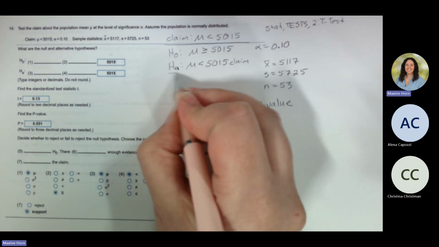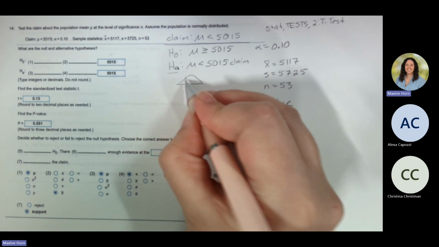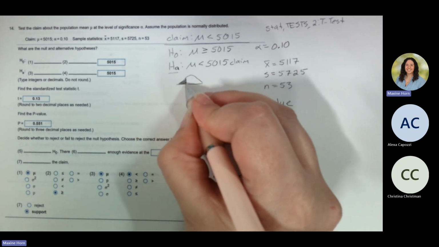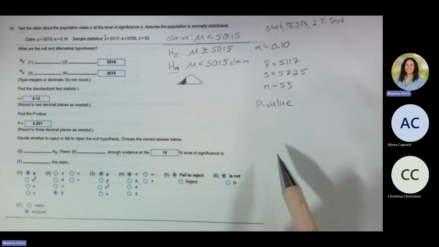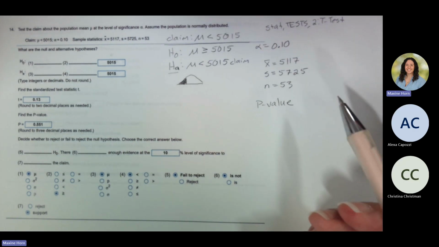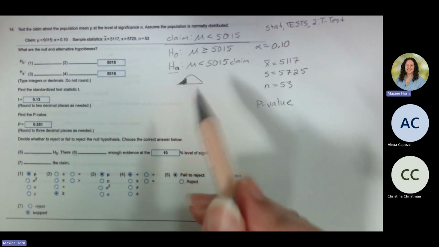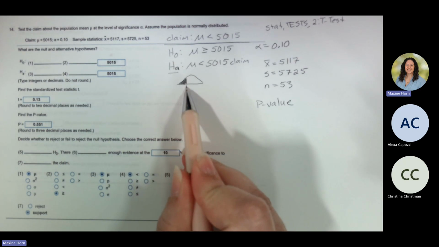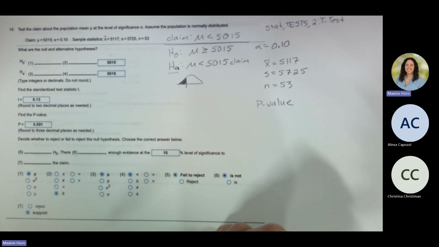Well, you know what I didn't do? I didn't draw a picture. Let's draw a picture. This is less than, so that's a left-tailed test. The one time I don't draw a picture, I start talking about referring to it. So remember, if you're doing this by hand, the first thing you do is find your standardized test statistic by using the formula to find this value, and then the p-value is the area to the left of that, right?